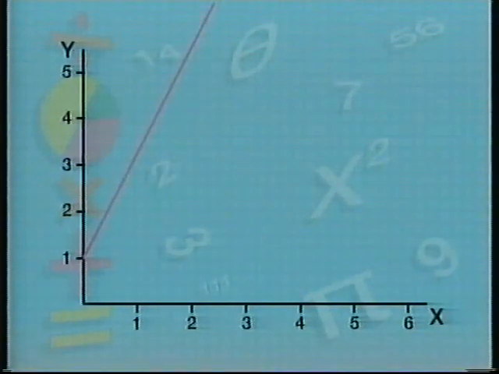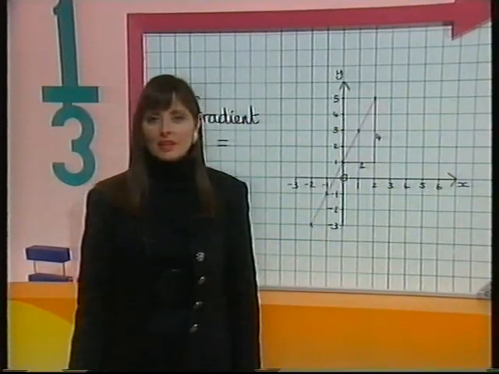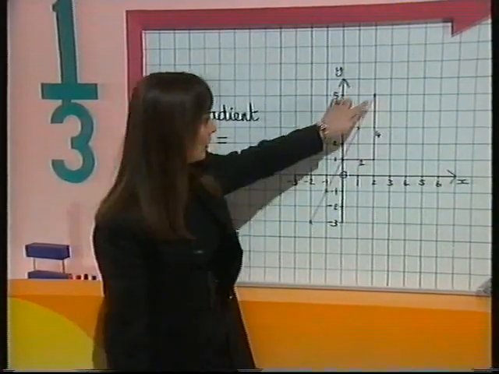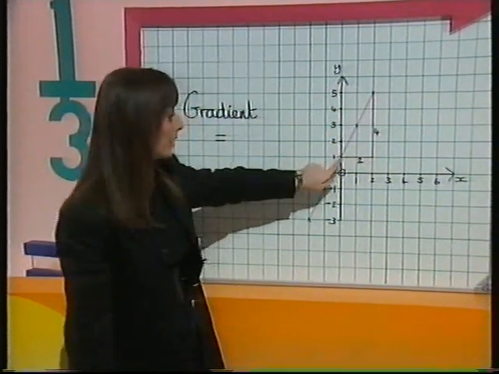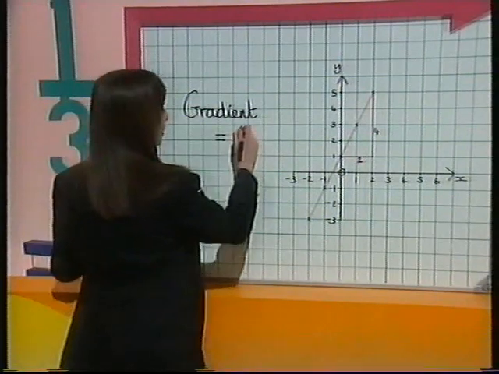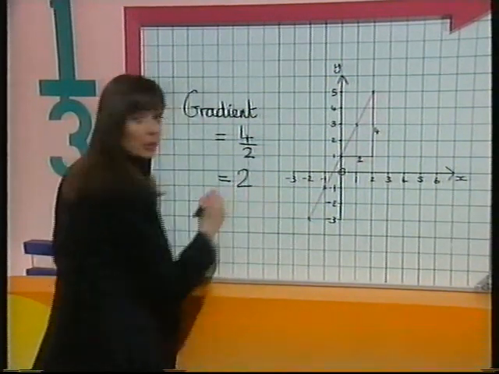If you have to calculate the gradient of a line on a graph, draw a right-angled triangle like this. To be accurate, though, make it as big as possible. Now, the gradient is calculated by dividing the vertical distance, which is 4, by the horizontal distance, 2. So the gradient of this line is 4 divided by 2, which equals 2.